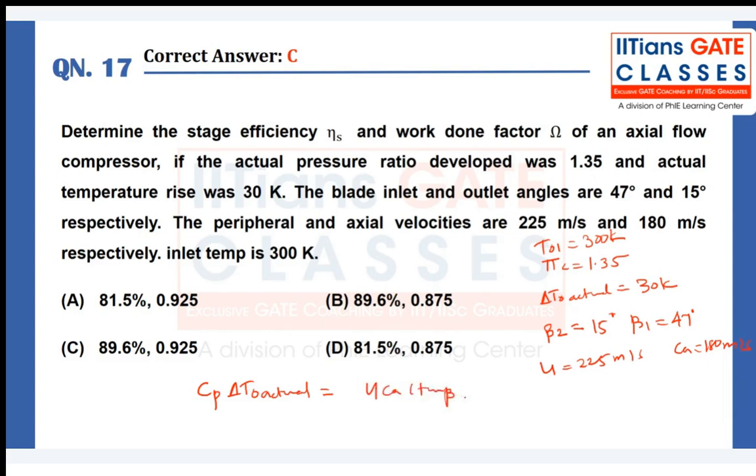We can utilize the blade angles itself, tan beta 2 minus tan beta 1, but here there is no complete transfer of the work that is happening because of losses, and that is catered by this factor, work done factor, which is here. So from this equation, we can obtain the work done factor easily, because rest of the information like U, CA, tan beta 2, tan beta 1, Cp and delta T naught actual is provided to us in the question. So work done factor that comes out from this calculation is 0.925. So we have obtained one part of the answer.